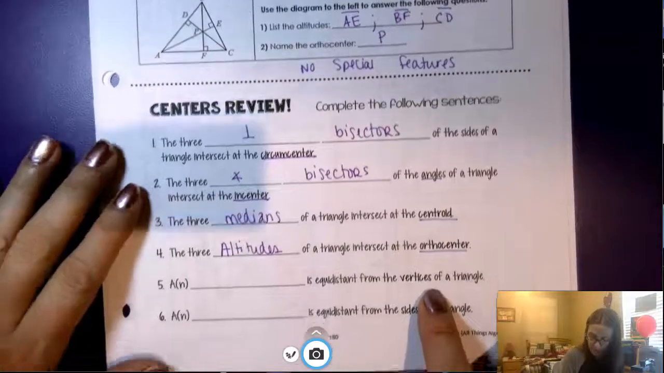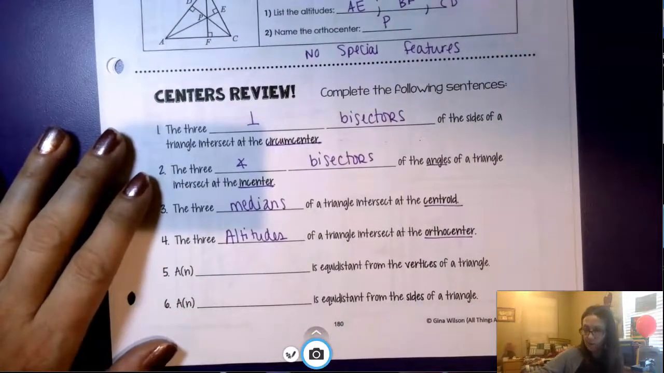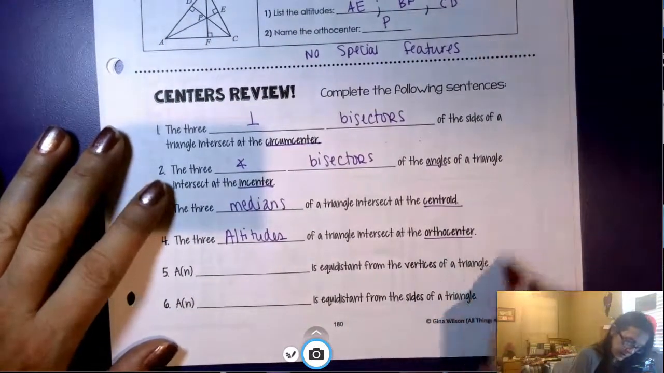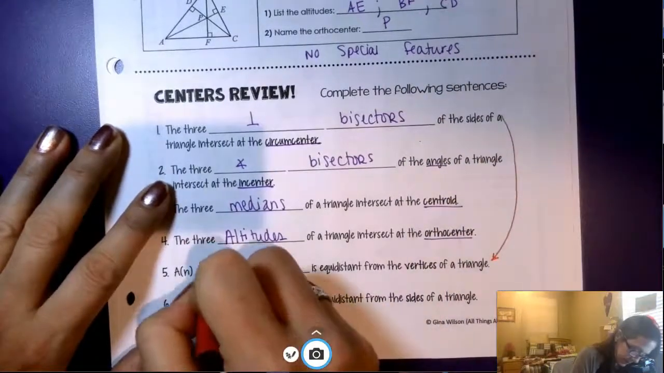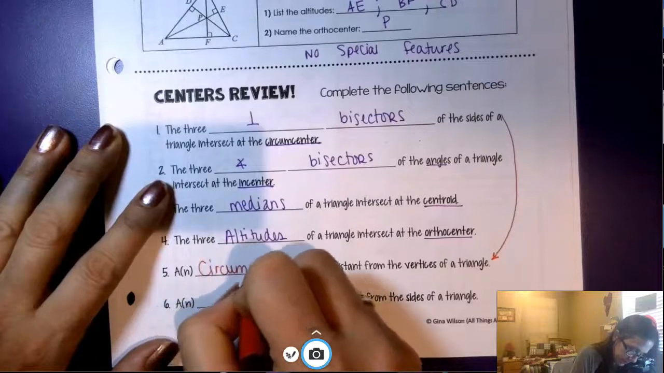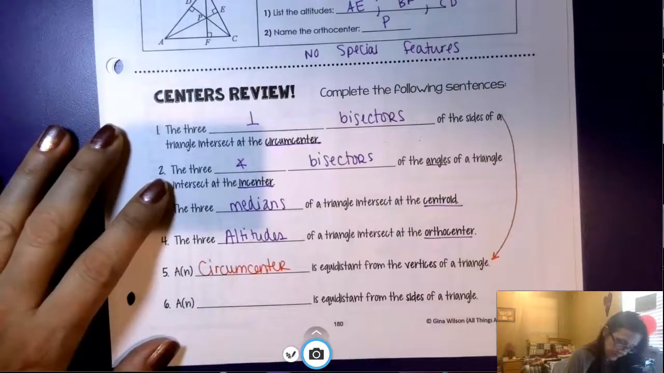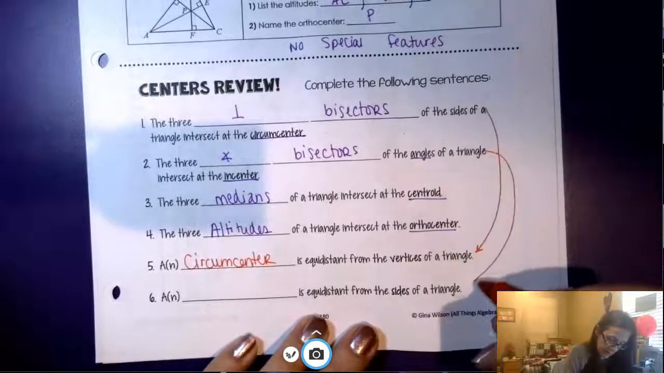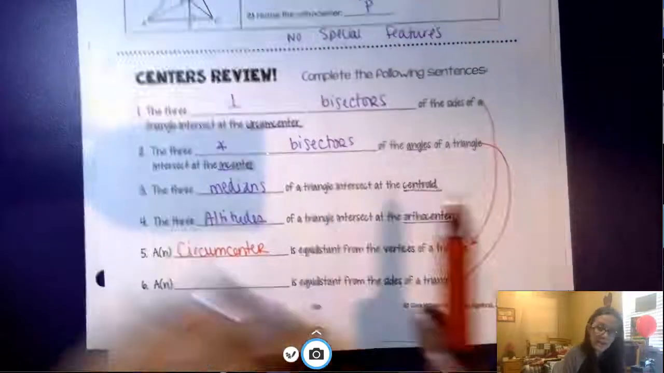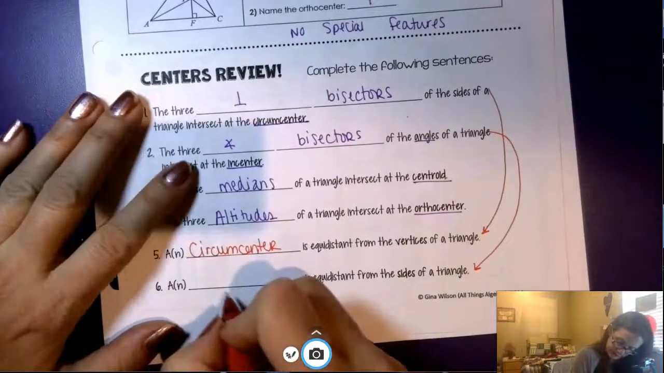Equal distance from the vertices is my circumcenter. So that is the perpendicular bisectors, the circumcenter. A blank is equal distance from the sides of the triangle. That is my angle bisectors, or my incenter.